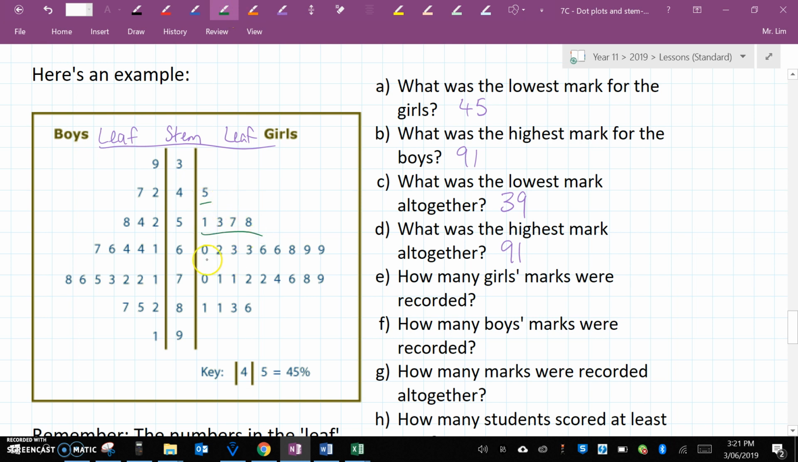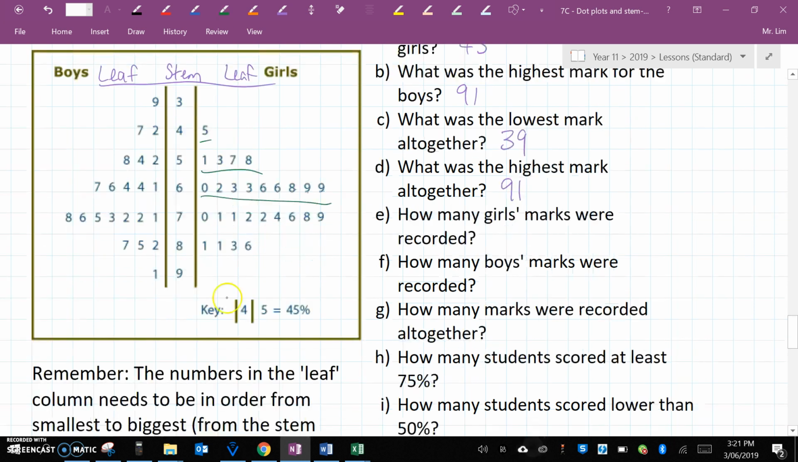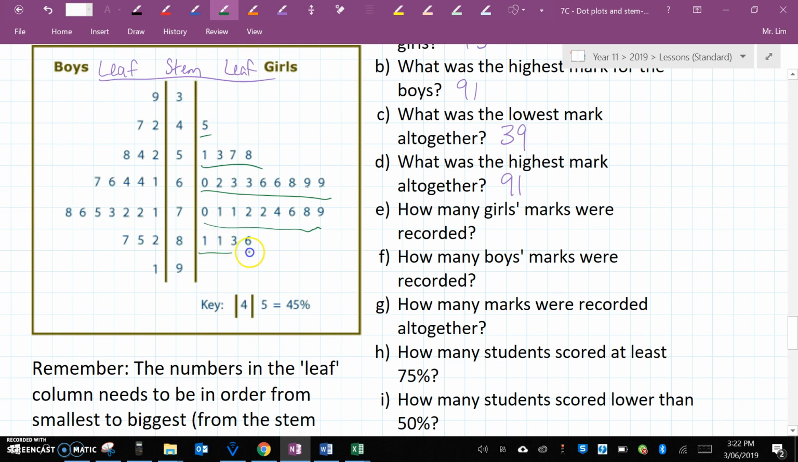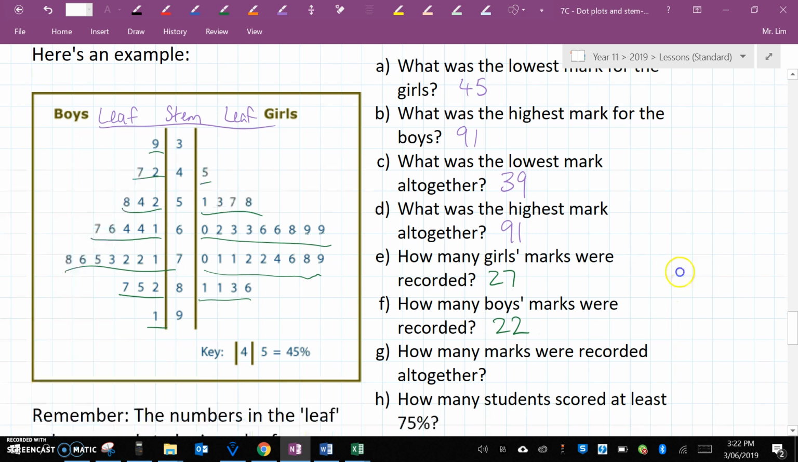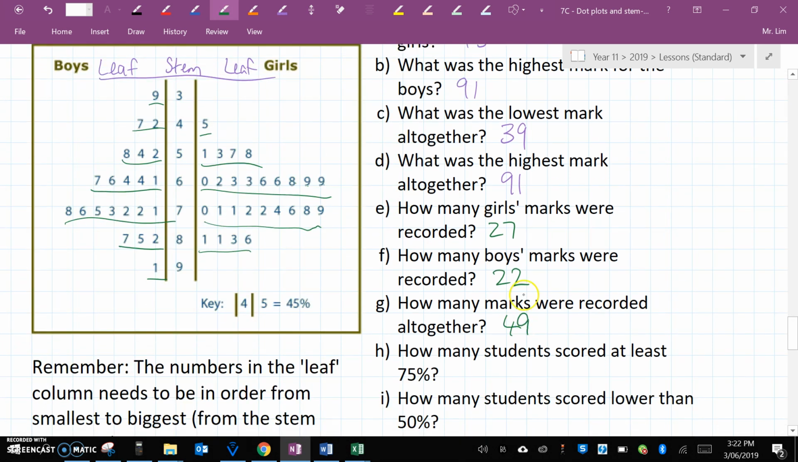How many girls' marks were recorded? 1 plus 4 is 5. 1, 2, 3, 4, 5, 6, 7, 8, 9. That's 14. Plus another 9, 23. Plus 4 is 27. How many boys' marks were recorded? 1 plus 2 is 3. Plus 3 is 6. Plus 5 is 11. Plus 7 is 18. 19, 20, 21, 22. Therefore, how many marks were recorded altogether? 49. 27 plus 22.